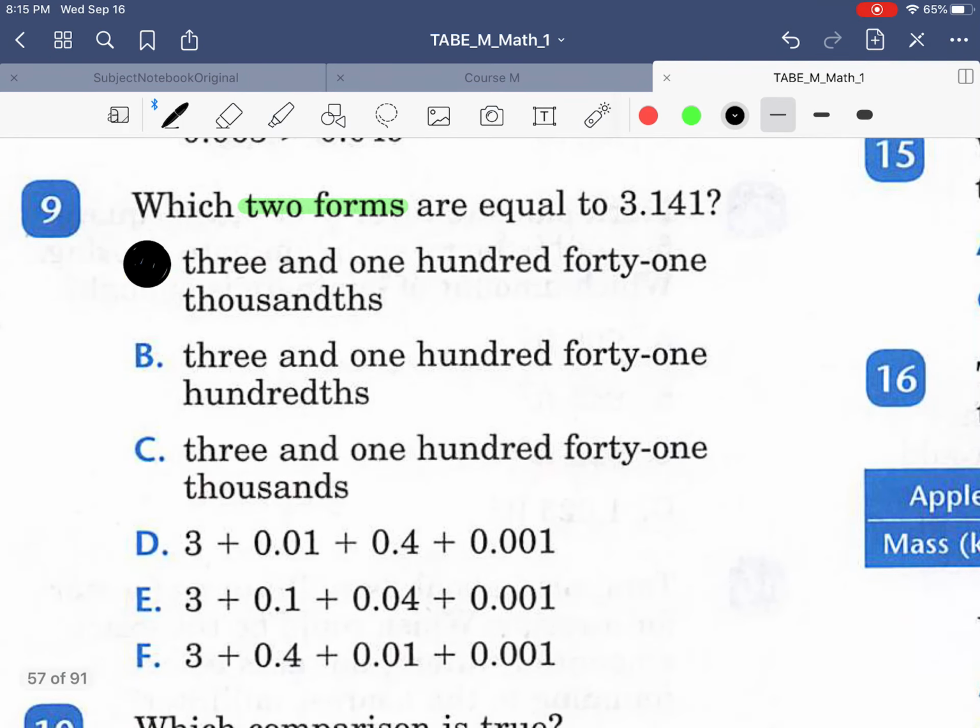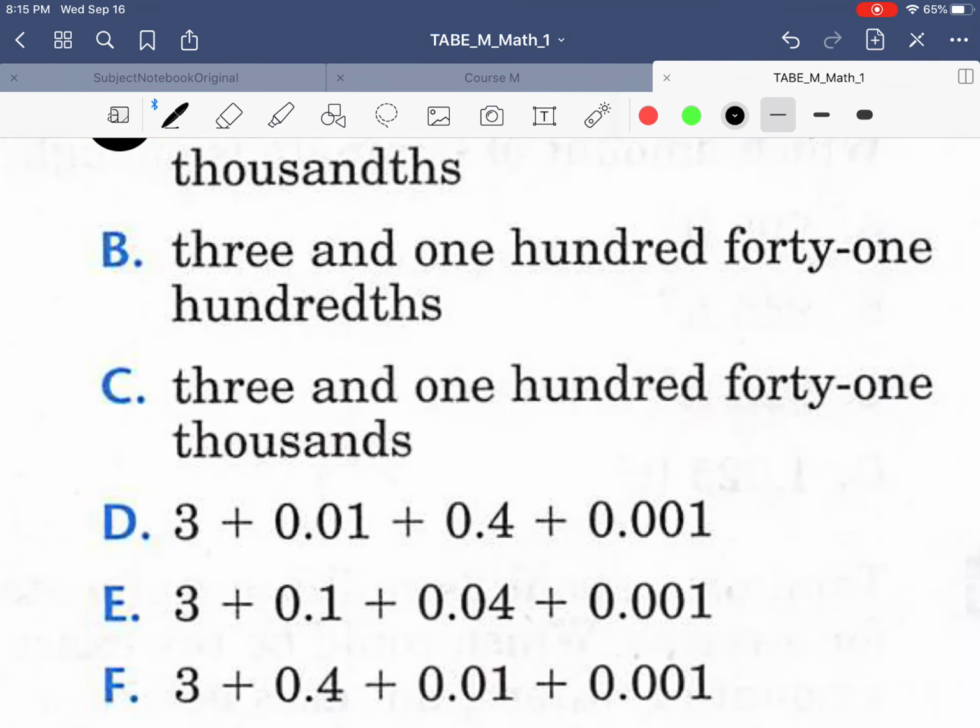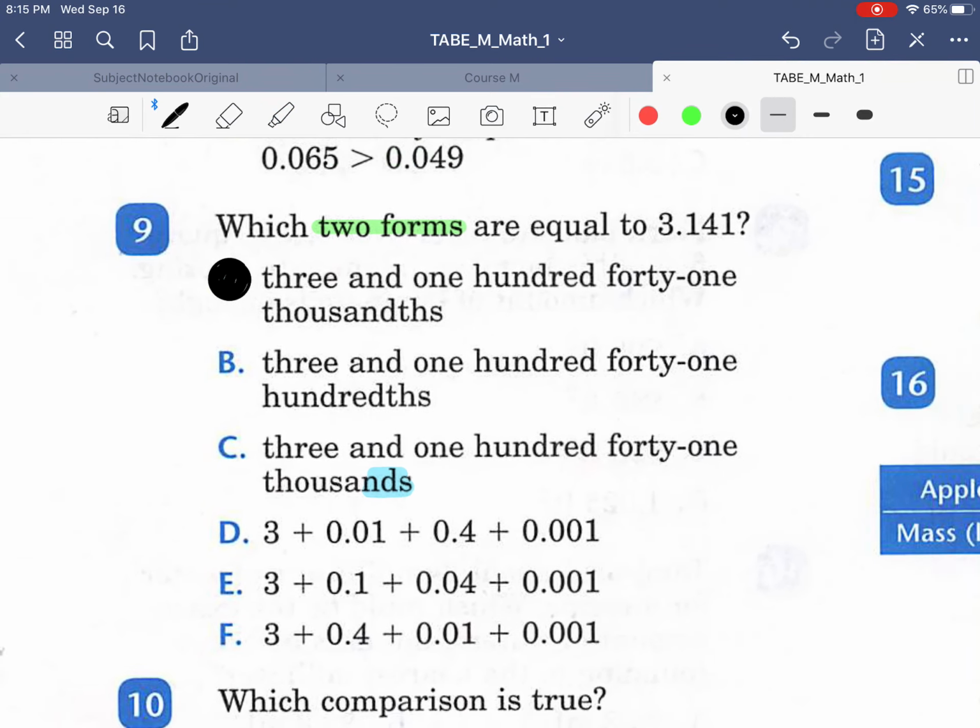C had me puzzled for just a minute. Be careful. I wasn't looking at the words. I was focusing on the numbers. But this is not correct. Thousand is in front of a decimal place. So you definitely want to be careful with that one. It almost got me.